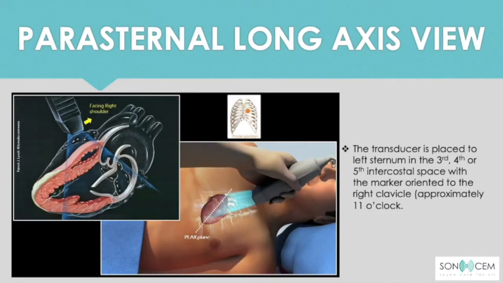We go for the first view, parasternal long axis view. The transducer is placed to the left sternum in the third, fourth and fifth intercostal space with the marker oriented to the right clavicle, approximately 11 o'clock. Usually, I will start scanning from the second intercostal space, then I drag down the transducer until I get a moving image. Then, I will do rotation or tilting in order to get a standard image.